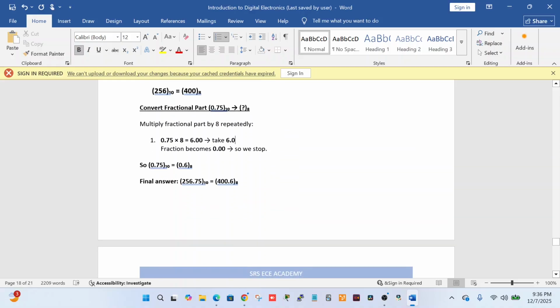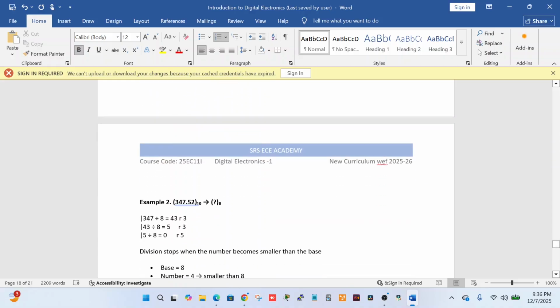Now let's go to the next example. Here, 347.52 whose base is 10, you have to convert this to an octal number. Please keep it in mind, when you are converting decimal to octal, you have to divide the integer part, and you have to multiply the fractional number by 8.